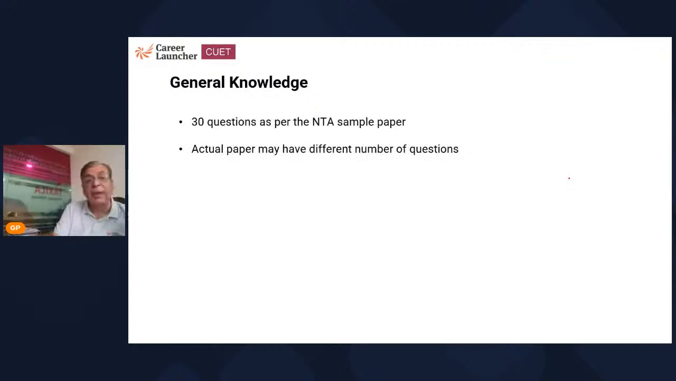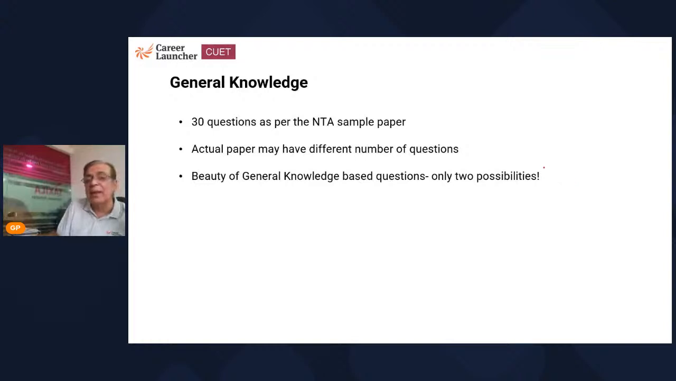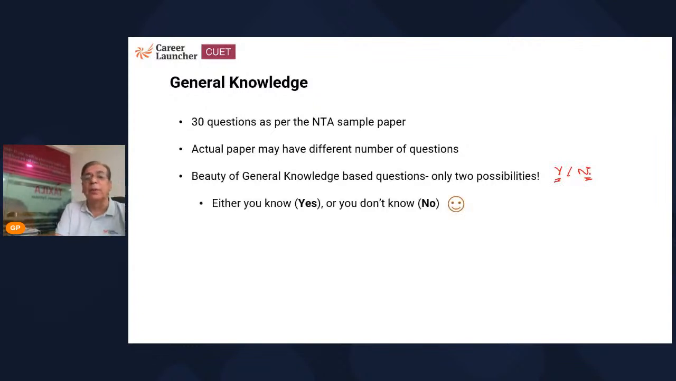As I said, the actual paper can have a different number of questions, but the specialty of GK is that either you know the answer or you don't know the answer. There are only two possibilities. And this is not like reasoning and quantitative ability and other sections, where you work hard, solve, and the answer comes out. No, if you know the answer, fine, if you don't know, fine.